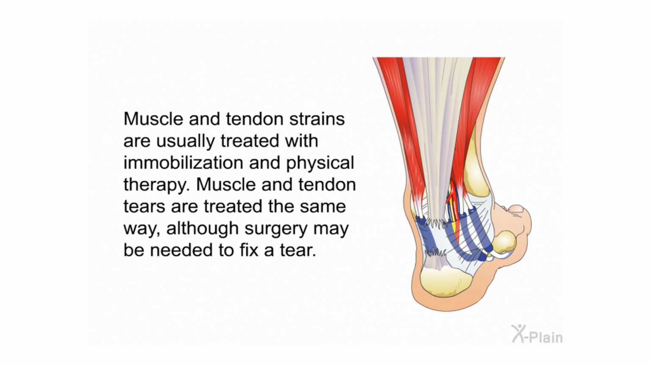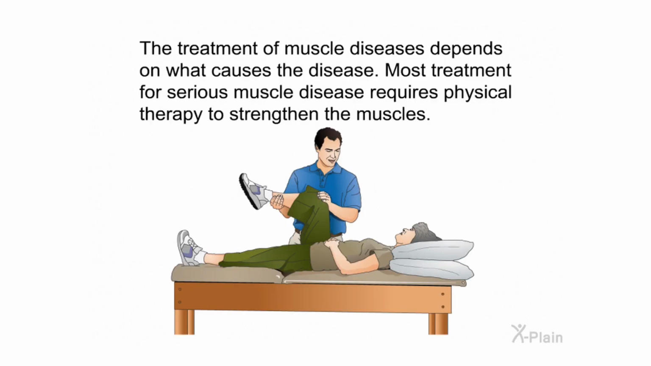Muscle and tendon strains are usually treated with immobilization and physical therapy. Muscle and tendon tears are treated the same way, although surgery may be needed to fix a tear. The treatment of muscle diseases depends on what causes the disease. Most treatment for serious muscle disease requires physical therapy to strengthen the muscles.